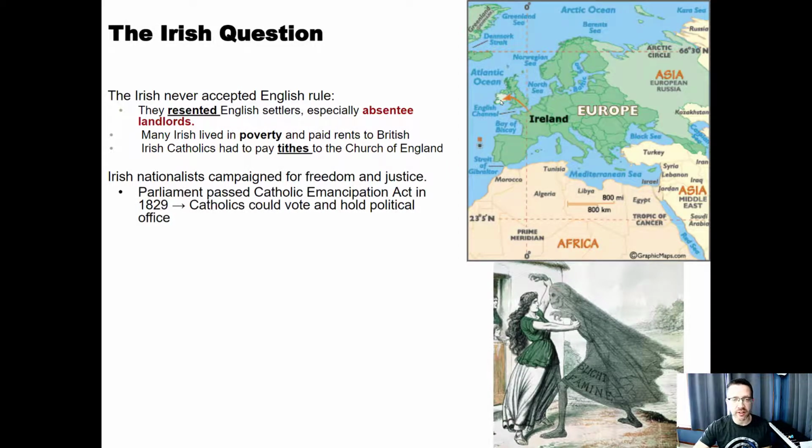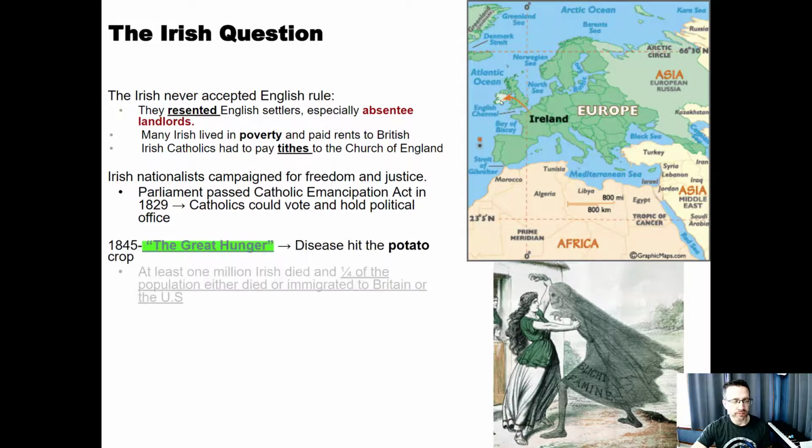There was an Irish nationalist campaign for freedom and justice. So Parliament passed the Catholic Emancipation Act of 1829. Catholics could now vote and hold political office. And in 1845, this is a very defining point for the Irish, there was the Great Hunger. It was the potato famine.